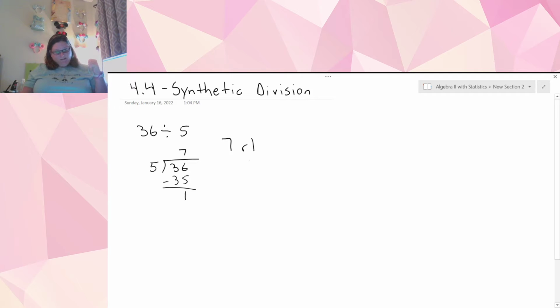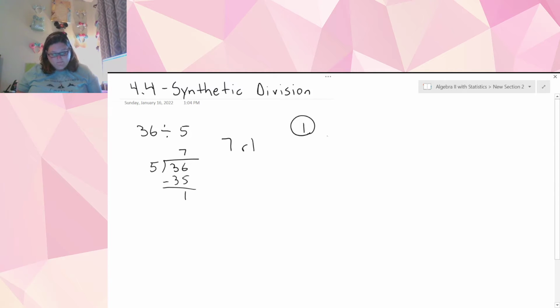So in algebra, we can do long division with polynomials too. It's very long, very complicated. I'm not going to show it on this video because that's not what we're going to learn today. We are going to learn synthetic division, which is an easier version of doing division on polynomials than long division. Long division is very long and complicated, so just trust me on that. So we're going to go over how to do synthetic division.